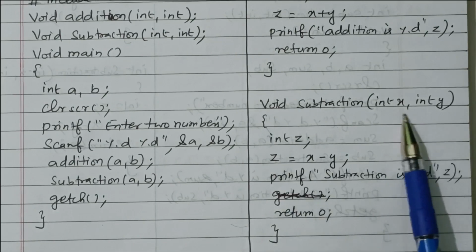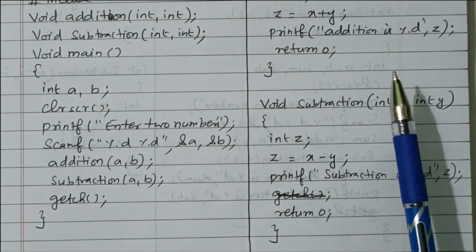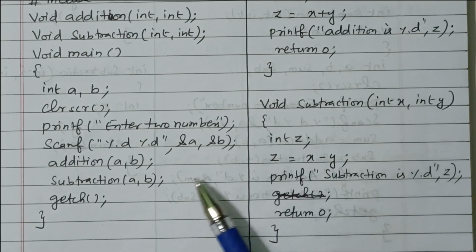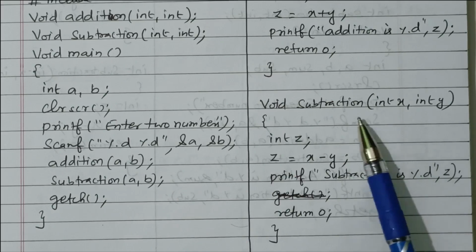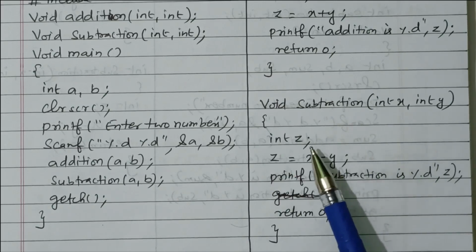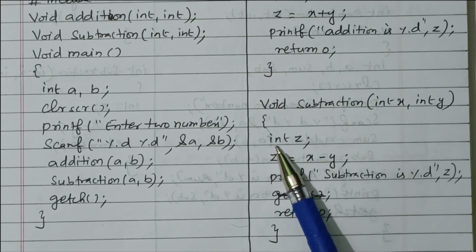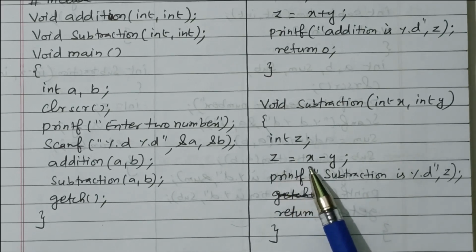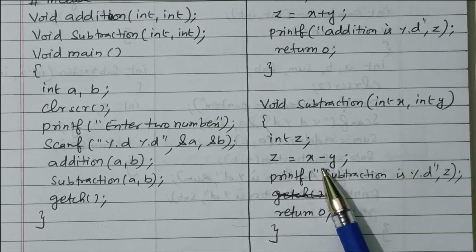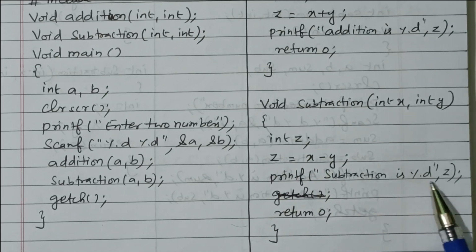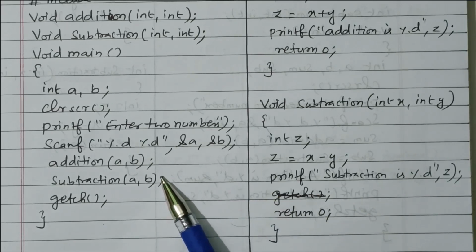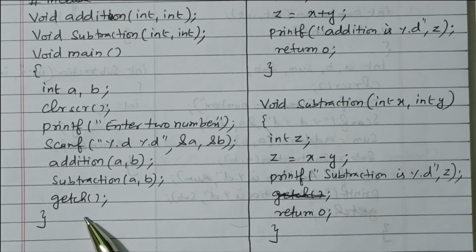Here we have x and y. This x and y is different from the previous function. Both are not equal. So here also a will be stored in x, b will be stored in y. Right. Here the name is subtraction. We need to subtract the two numbers, so we need one more variable. We are declaring int z. z = x - y. This function does not return any value, so the answer is printed here itself. printf("Subtraction is %d", z). So the subtraction answer is printed here. Return 0. Then the control will transfer back from subtraction. Then after getch we can close the program.